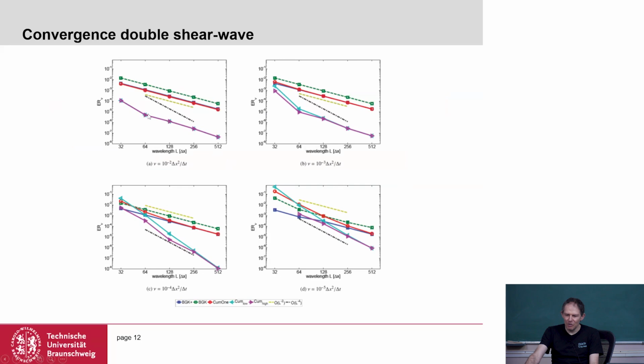what is the error. So I just go through a few of them. So the cumulant method is the one down here. These are different viscosities, and we have an error that we measure in viscosity, and here we increase the resolution. So the error is obviously going down.